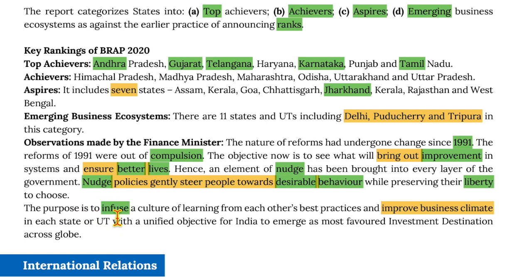The purpose is to infuse a culture of learning from each other's best practices and improve the business climate in each state or union territory, with a unified objective for India to emerge as the most favored investment destination across the globe.